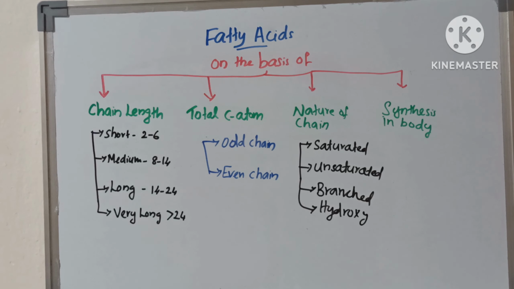Depending upon the nature of chain, fatty acids are classified as saturated, unsaturated, branched and hydroxy fatty acids. Saturated fatty acids, for example, palmitic acid, stearic acid, arachidic acid, etc. Unsaturated fatty acids are of two types, monounsaturated fatty acids and polyunsaturated fatty acids. Monounsaturated fatty acids, for example, palmitoleic acid and oleic acid. Polyunsaturated fatty acids, for example, linoleic acid, linolenic acid and arachidonic acid.